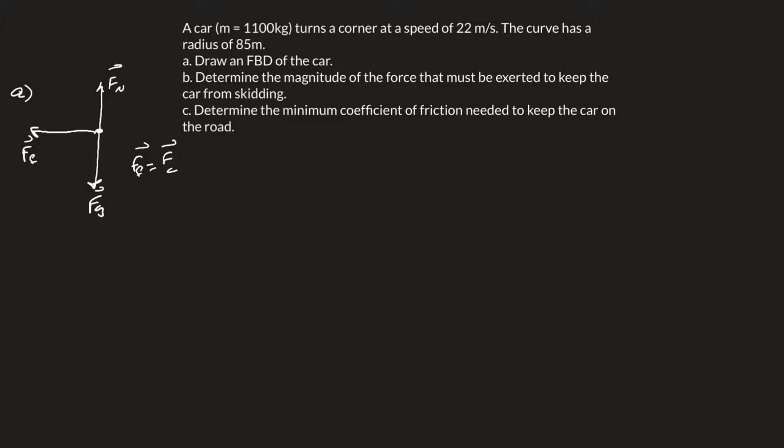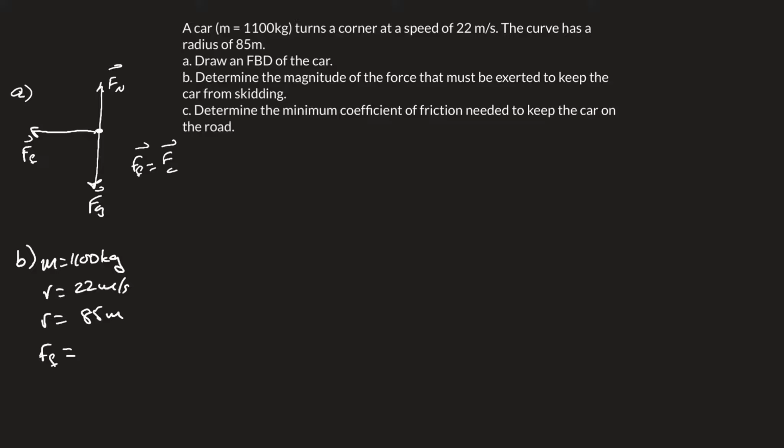So let's determine the magnitude of the force that must be exerted to keep the car from skidding. So how do we ensure that the car doesn't tail off and fly off? Because remember that centripetal force is an outward pushing force. So what do we know to solve for this? We know that the mass is 1100 kilograms. The velocity of our car is constant, so it's 22 meters per second, and we have a radius of 85. We're looking for Ff, so this is going to be a value in newtons.